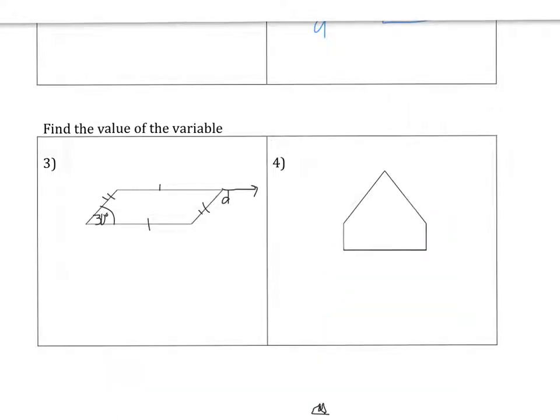Number 3, we want to find the value of the variable. So right now we want to find the value right here of this angle, which is going to be angle D. So again, these 2 lines right here have 1 tick mark. That means they're the same length. These each have 2 tick marks. That means they're the same length as each other. So that means that if we have an angle here, it's going to be the same as this angle here, which is going to be then 30 degrees.